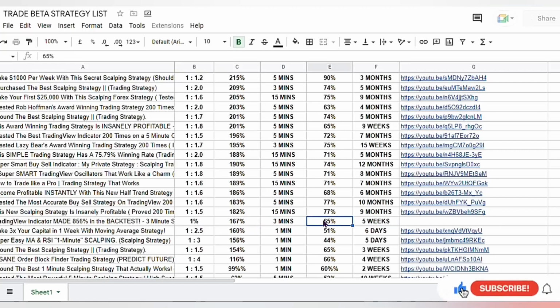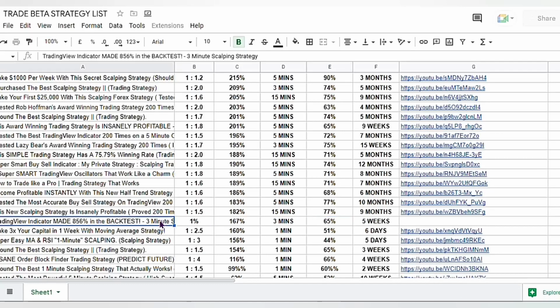If we take a look at the win rate, which is probably one of the most important metrics, we can see that the strategy is good as well, as it made 65% win rate within a short period of time. So make sure to add this to your trading arsenal. So yeah, traders, definitely give this strategy a try, and make sure you do the proper backtesting and forward testing before trading live.